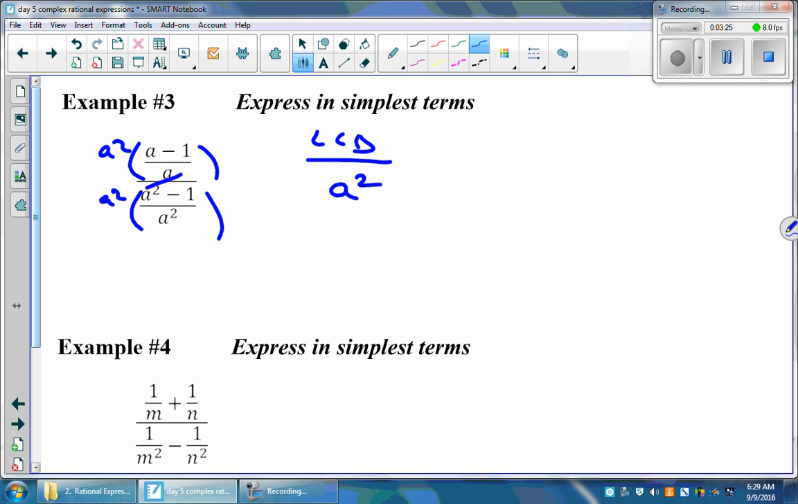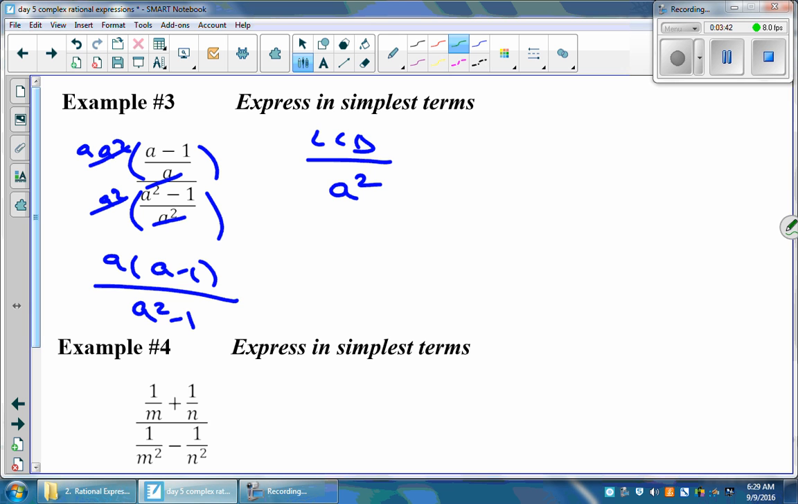That means that this a is going to reduce with that a squared. I multiply what's left, and it's a times a minus 1. In the denominator, the a squared cancels with the a squared, and I'm left with a squared minus 1. The only thing I'm going to do at this point is look to reduce this rational expression.